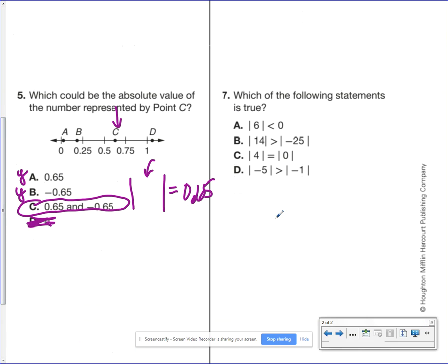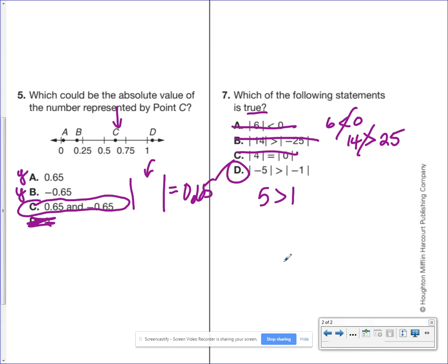And this last one, which one is true? This says positive 6 when I evaluate that. Is less than 0? Nope, not true. 14 is positive. 25, the absolute value of negative 25 is positive. It has a greater than symbol. That is not true. 4 is not equal to 0. It's got to be this guy. Here's why. This evaluates to positive 5 and positive 1 greater than.